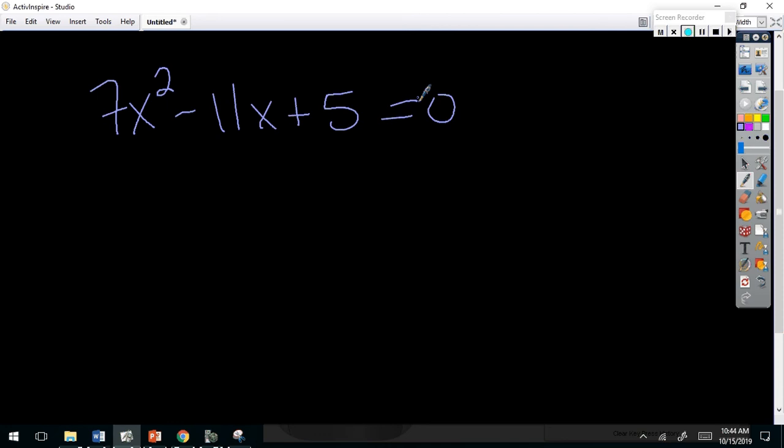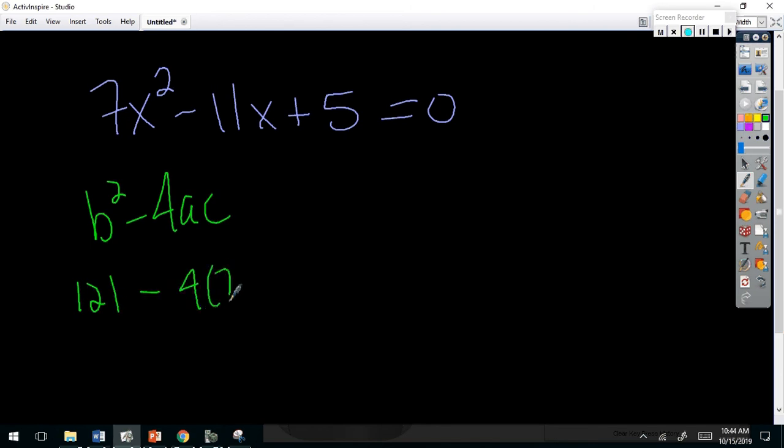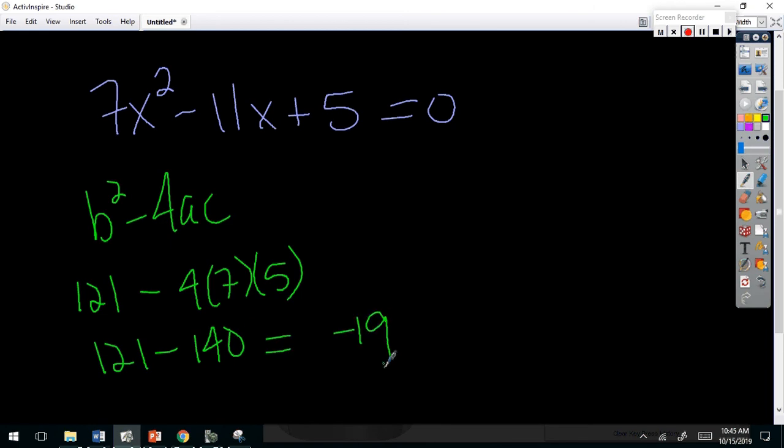So you say it's positive and I don't know because I haven't done it. b squared minus 4ac, right? b squared would be 121 minus 4 times 7 times 5. So 121 minus 140. What does that tell me about the quadratic? It's imaginary. 4 times 5 I did together. Negative 19.